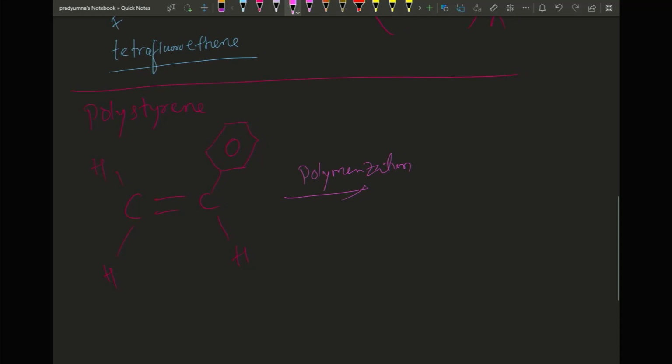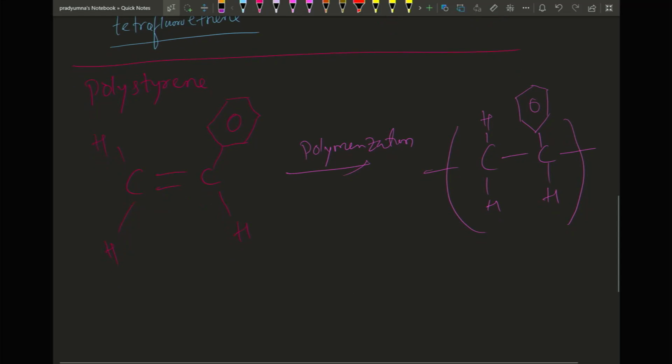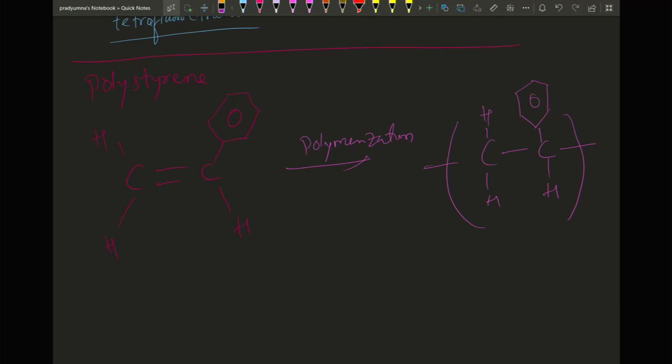and what would you find out? You find out that the polymer is going to look like this, and everything else stays the same, and you get this polystyrene. All right, so that's our polystyrene. It's used in our coffee cups, plastic insulation, so it's styrofoam basically. All right, so that's pretty much all about the polymerization reactions.